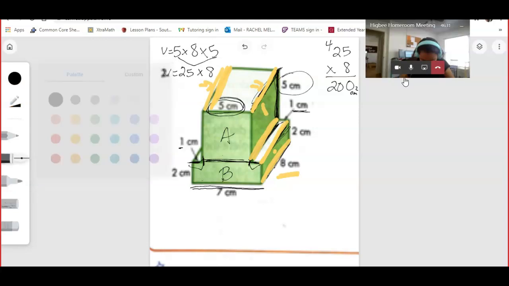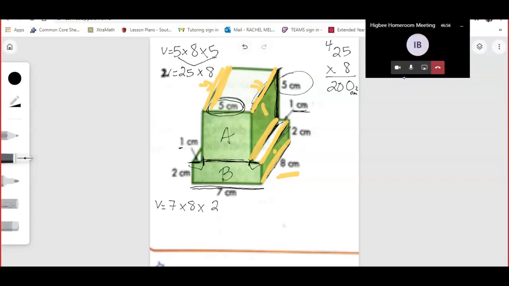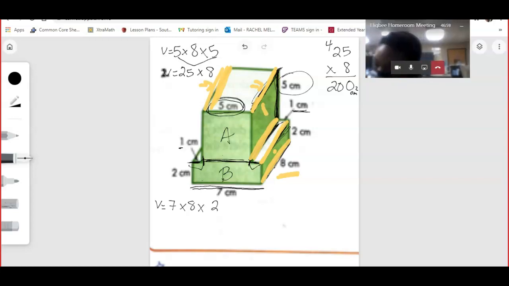All right, so let's look at B. What is my length for B? 7, good. What is my width for B? 8, excellent. And what is my height? 2, good job. Anthony, which two do you want to multiply first? 8 times 2? 16. Okay, so 8 times 2 is 16.